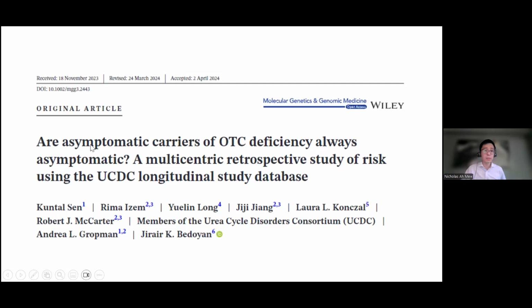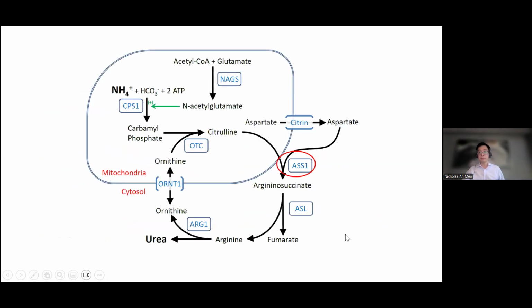I also want to highlight this recent work from our group, better characterizing this asymptomatic group, that those who are apparently asymptomatic carriers of OTC, not all of them are always asymptomatic. This article goes through a discussion of some of the executive findings, some of the neuroimaging differences, as well as how many of those actually went on to develop hyperammonemia.